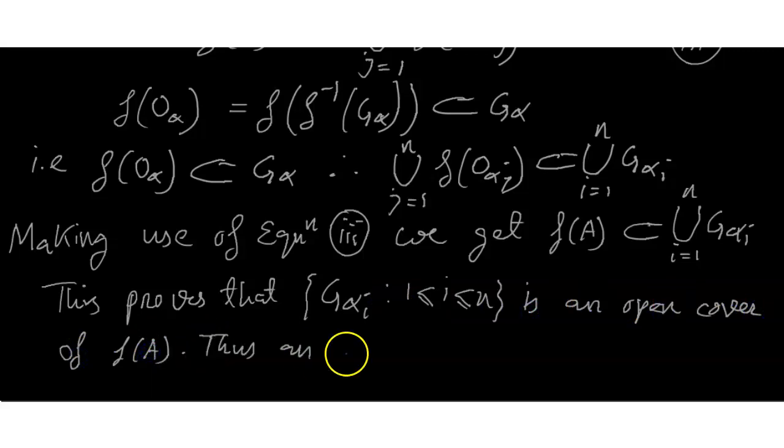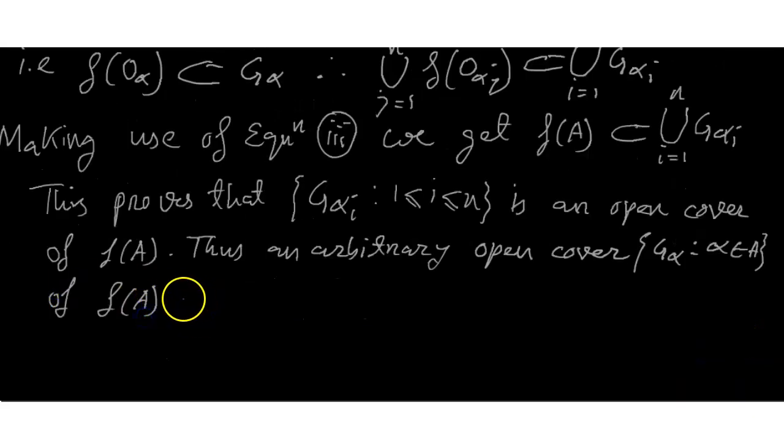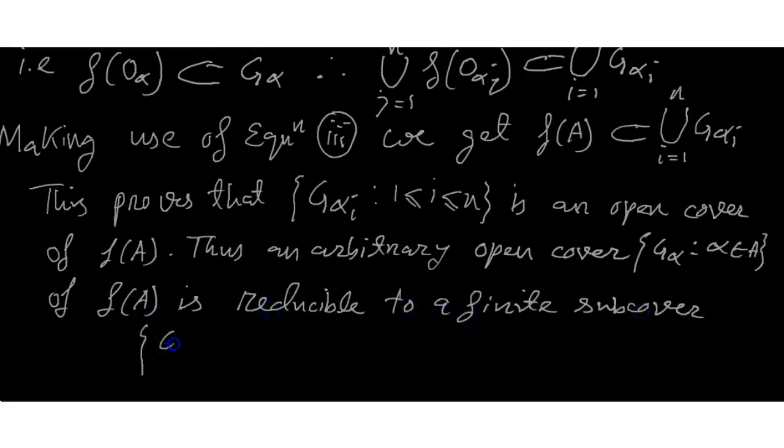Thus, an arbitrary open cover {G_alpha : alpha belongs to Delta} of f(A) is reducible to a finite subcover {G_alpha_i : 1 less than or equal to i less than or equal to n}, showing thereby f(A) is compact.